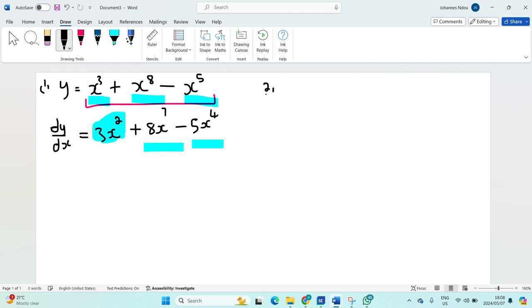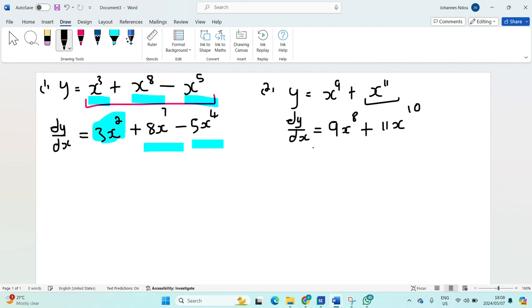Suppose we are now given y is equal to x to the power of 9 plus x to the power of 11. Now what do I do? I first differentiate all the terms with respect to x, and this becomes dy over dx. Now I move the 9 to the front and it becomes 9x, and I subtract 1 from it and it becomes 8. Simple. And then I move to the other term. I also differentiate this part, and I'll have 11x to the power of 11 minus 1, this term. And this is my answer.